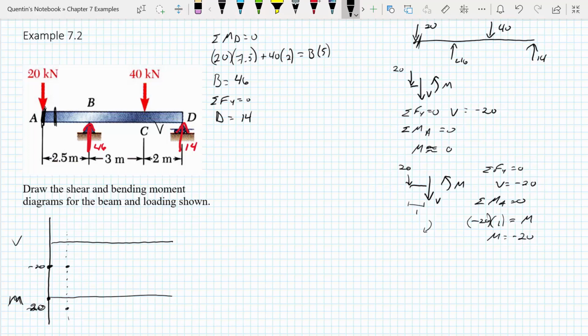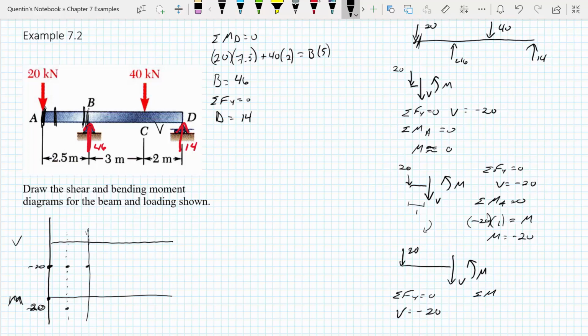Okay, so now let's keep going. Let's go say right here, right before B. So now we'll do 2.5, but just on this side, right? So I still have a force here of 20. I have my V and my M. Sum of forces in y equals 0 tells me that V is equal to, hey, who knew, minus 20, so that hasn't changed. So we're going to come down here, and I'm still at minus 20 right there.